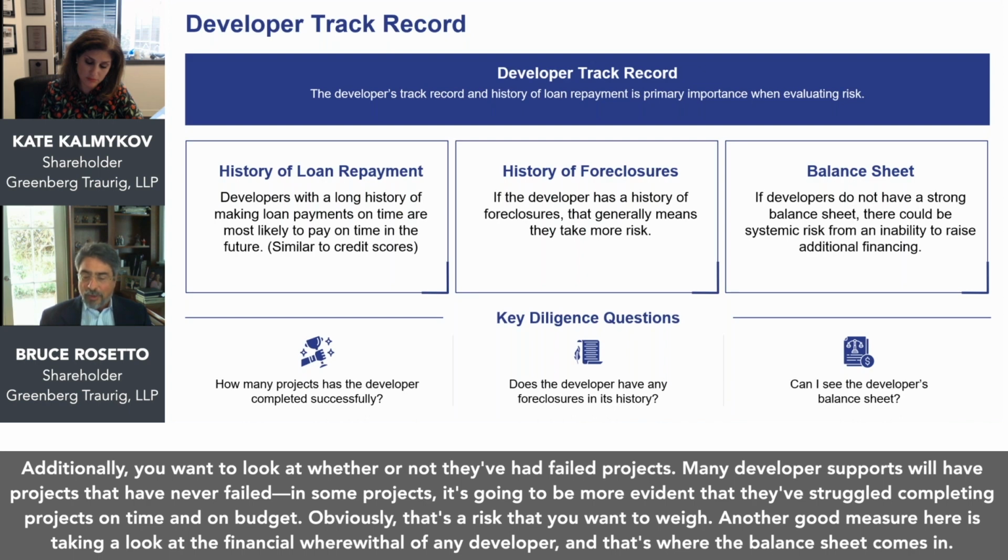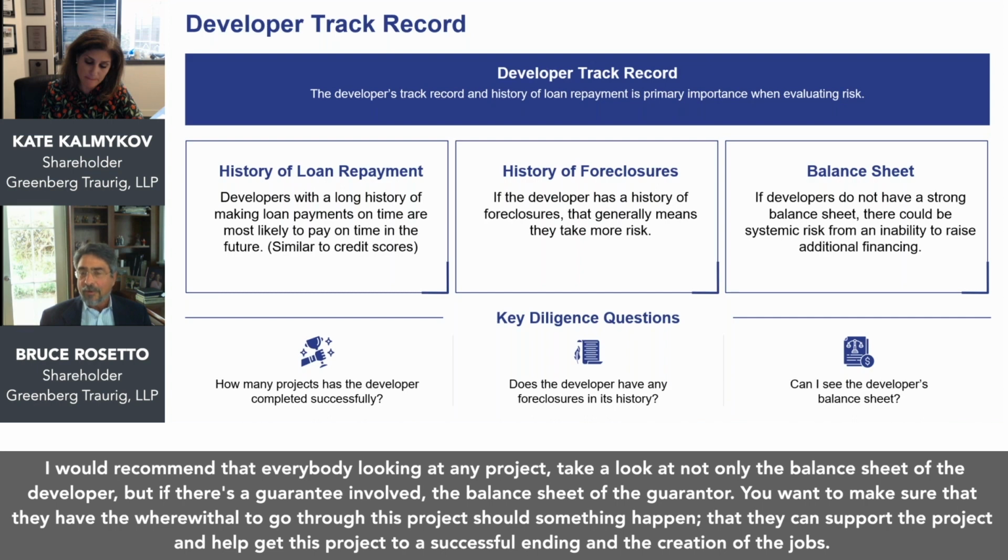Another good measure here is taking a look at the financial wherewithal of any developer. And that's where the balance sheet comes in. I would recommend that everybody looking at any project take a look at not only the balance sheet of the developer, but if there's a guarantee involved, the balance sheet of the guarantor, because you want to make sure that they have the wherewithal to go through this project, and should something happen, that they can support the project and help get this project to a successful ending and the creation of the jobs.